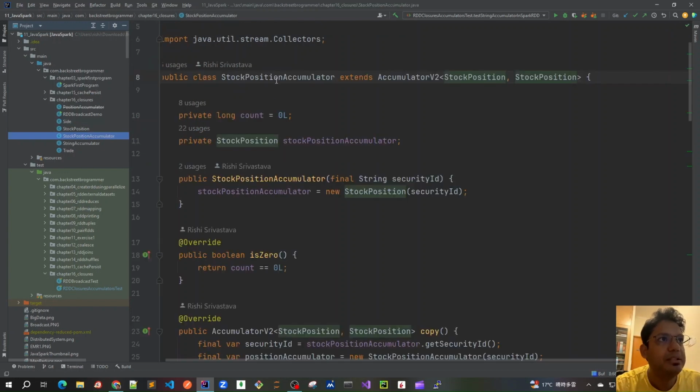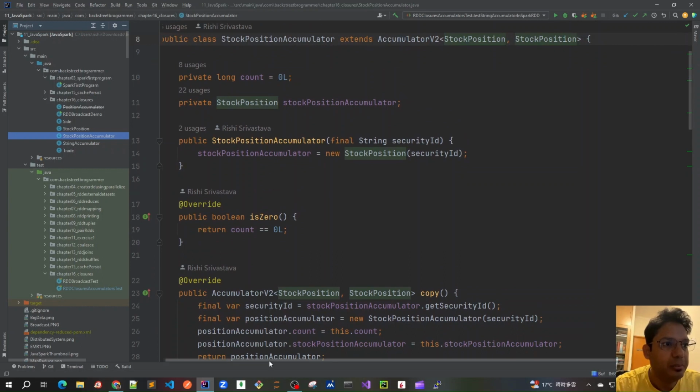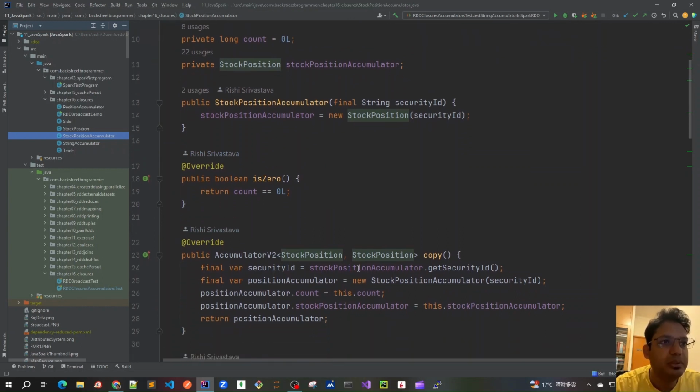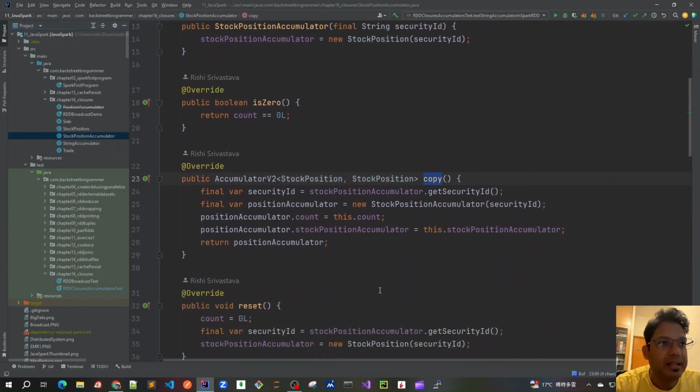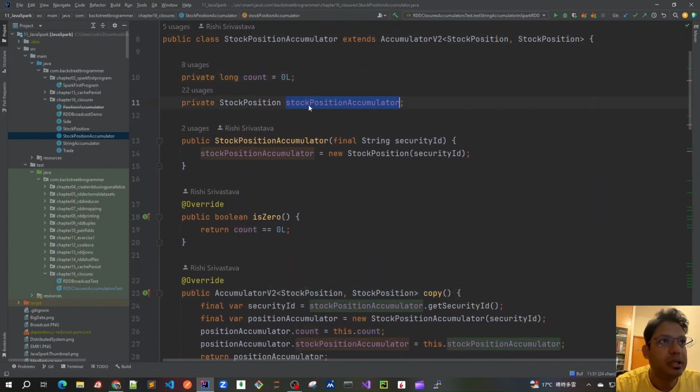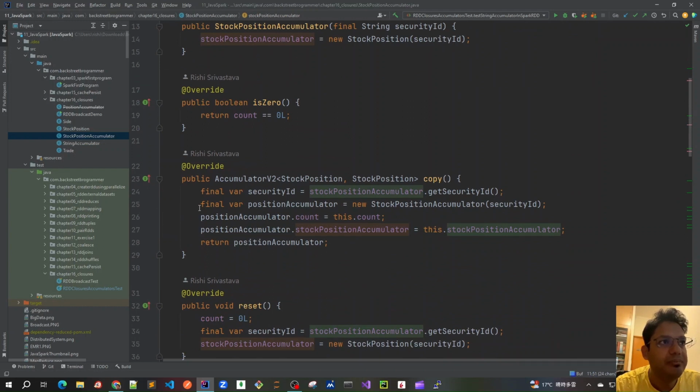And let's go back to our main stock position accumulator. As mentioned, I have overridden all those abstract methods which are there in this, so that our class is ready to be used. So we have the is zero method where we are just checking whether the count is zero. Copying is very much similar to how we do a clone of an object. So we just pass these two parameters, count and stock position accumulator, when we are doing the copy. We are creating a new object from the security ID, then passing these two member field parameters, setting them here, and then returning it.